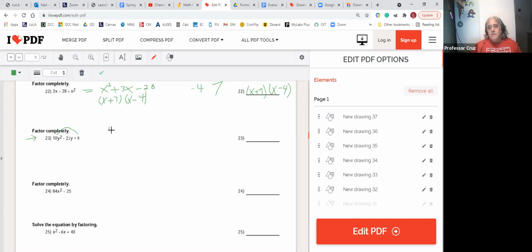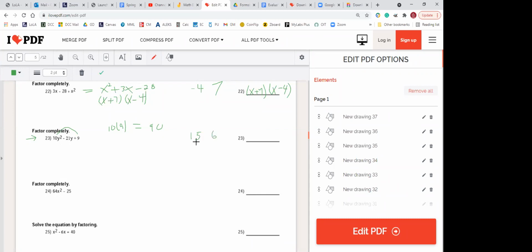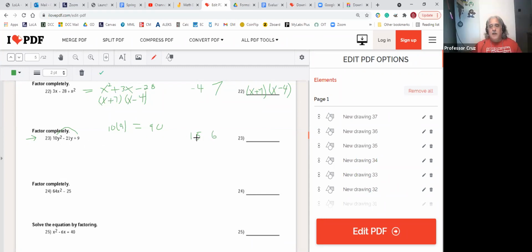So 10 times 9 is equal to 90. Now, we need factors of 90 that add up to 21. And I do believe that's 15 and 6. And 6, thank you. 15 times 6 is 90. And they both have to be negative because that's the sign right there. They're both going to be the same sign because it's a positive, and then this tells us the sign.